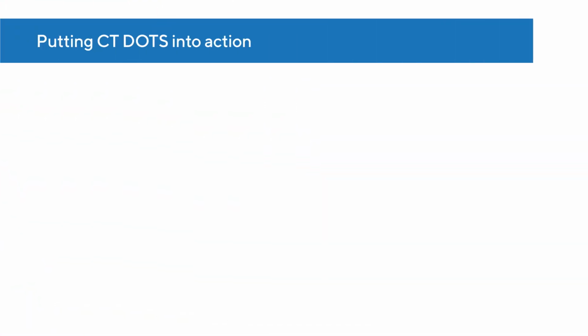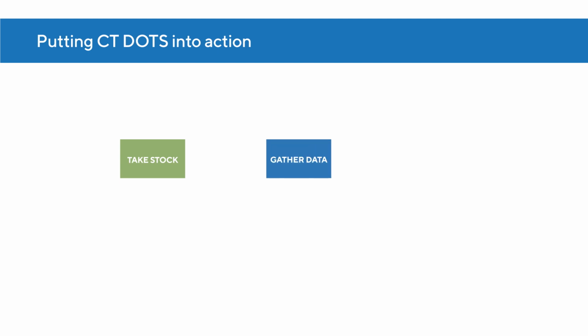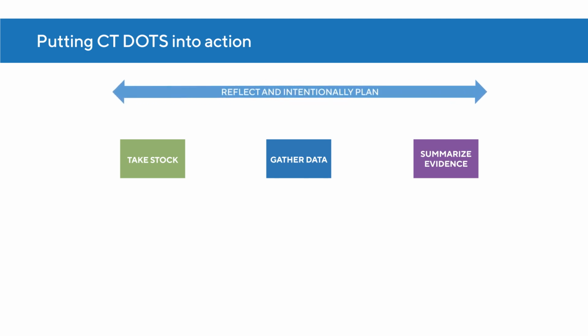Putting CT DOTS into action. You have learned a little about the CT DOTS framework. Now let's talk about how you can put it into action. There are 3 main steps to using CT DOTS: taking stock, gathering data, and summarizing the evidence. Throughout the process, you reflect and adjust your actions.